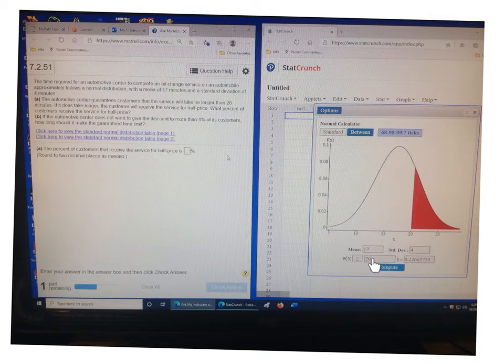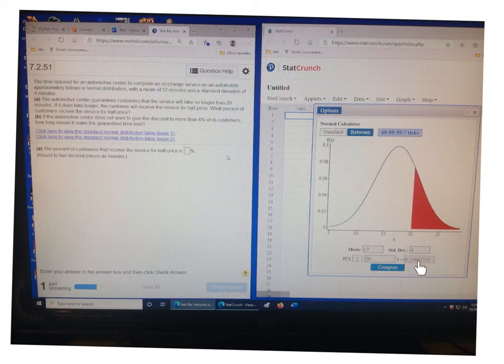It's 20 minutes or longer, and you get half price. So I got this point, who's going to be greater than or equal to 20 minutes. I clicked compute, and it gives me this number, which is this area here, which is 0.2266.